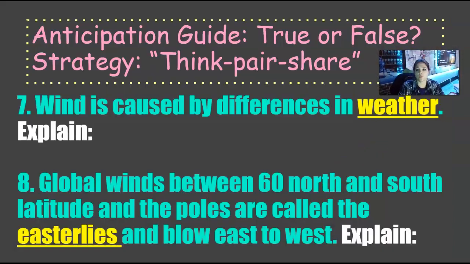All right, let's flip over to the anticipation guide. We're going to do 7 and 8. Just write true or false on the left-hand side. Doesn't matter if you know it or not. Just see if you actually know something you didn't know you knew. Number 7: wind is caused by differences in weather, true or false? Number 8: global winds between 60 north and south latitude in the poles are called easterlies, and they blow east to west, true or false?